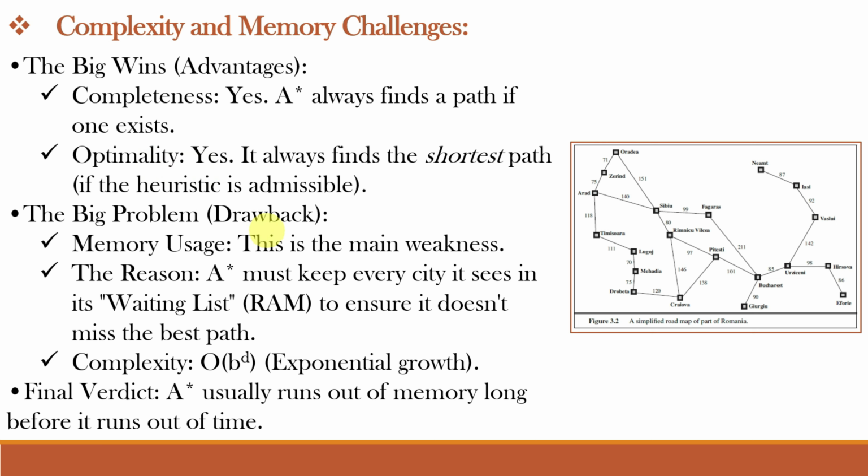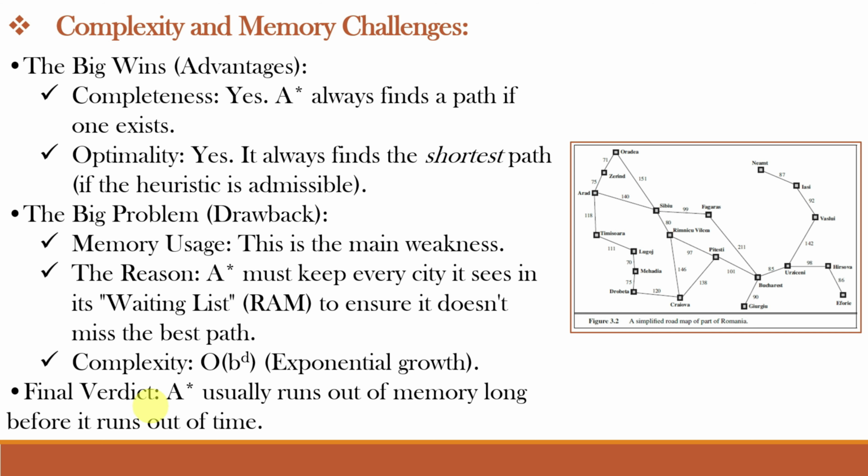The main drawback or disadvantage is the memory problem. Remember that perfection comes at a price. Recall our waiting list for the Romania map. To be 100% sure it has the shortest path, A star cannot forget anything. It has to keep every single city it discovers stored in the computer's RAM. And as the map gets bigger, like searching through every street in a whole country, that waiting list grows exponentially, in the order of b raised to d. Eventually, the computer's memory fills up like a bucket overflowing with water.